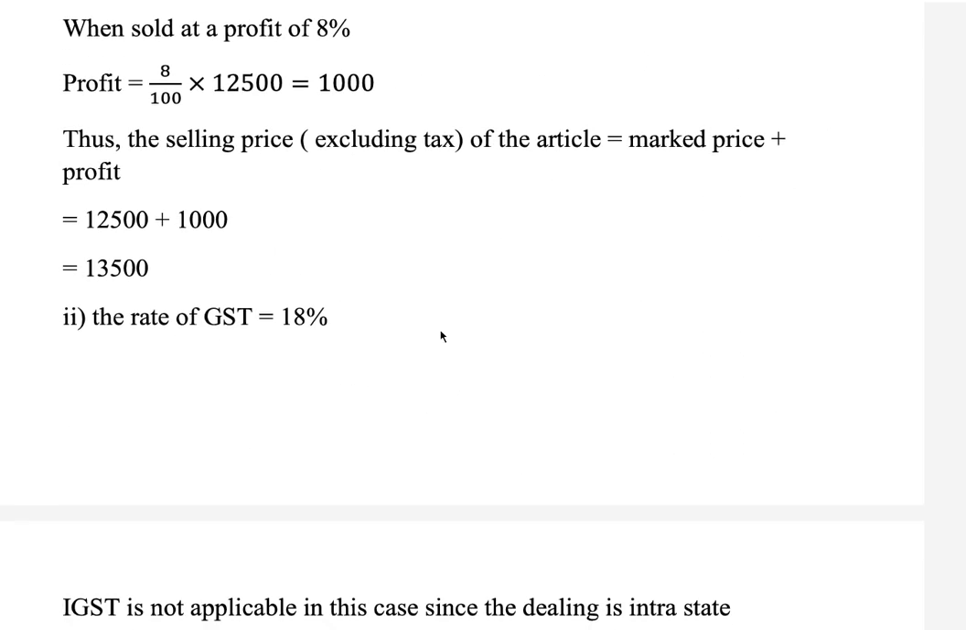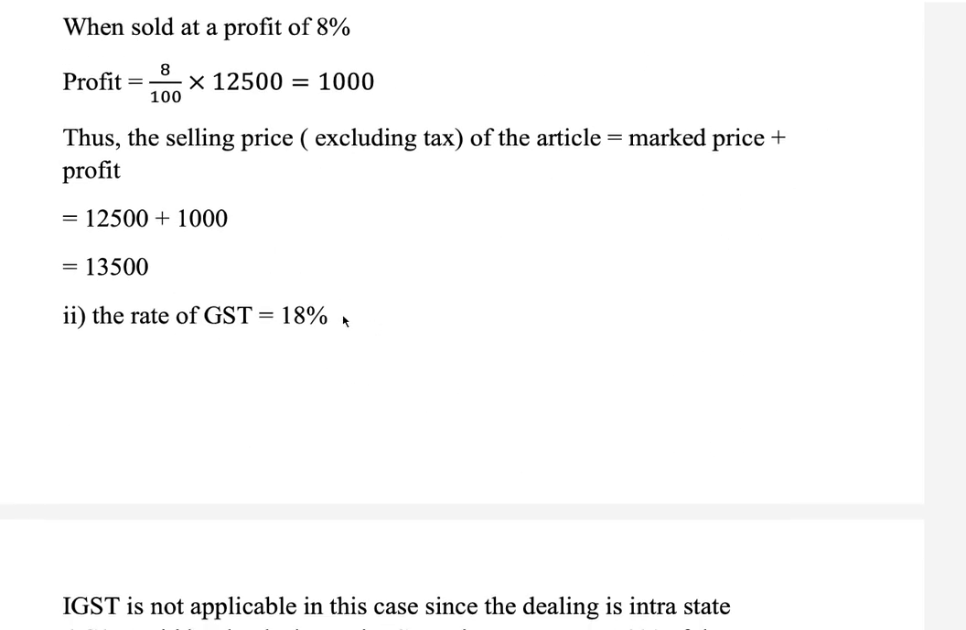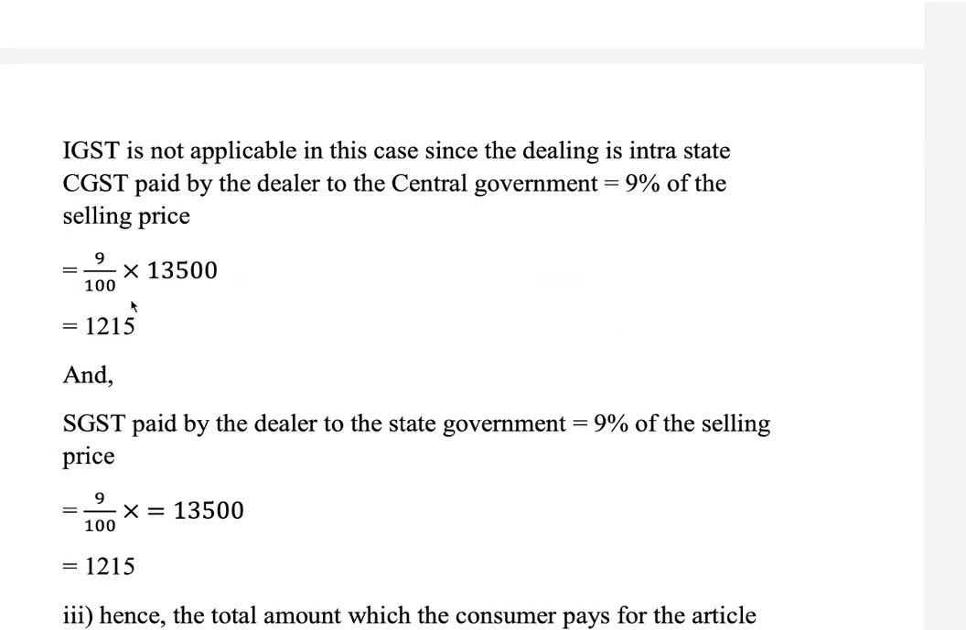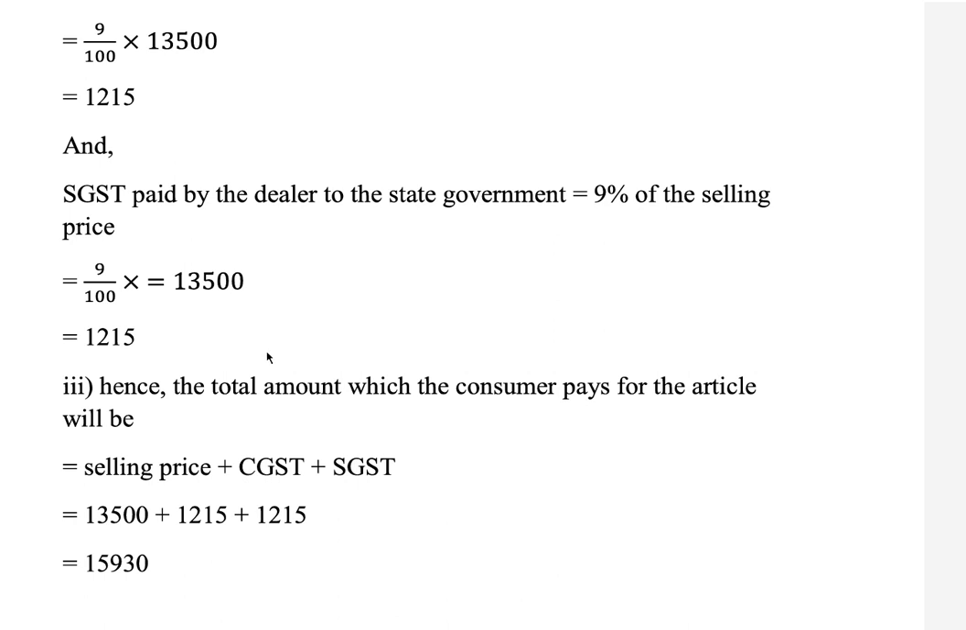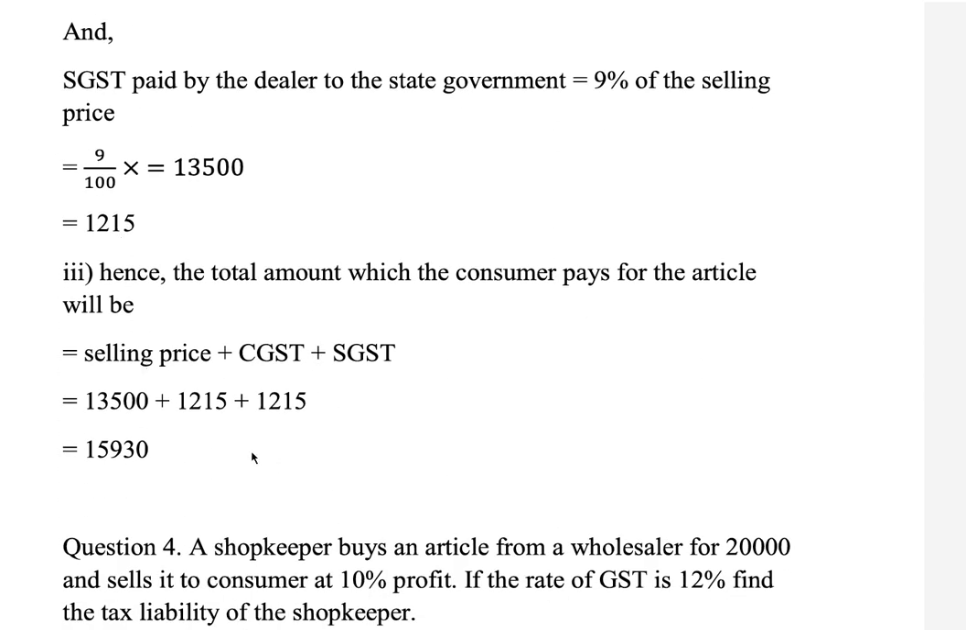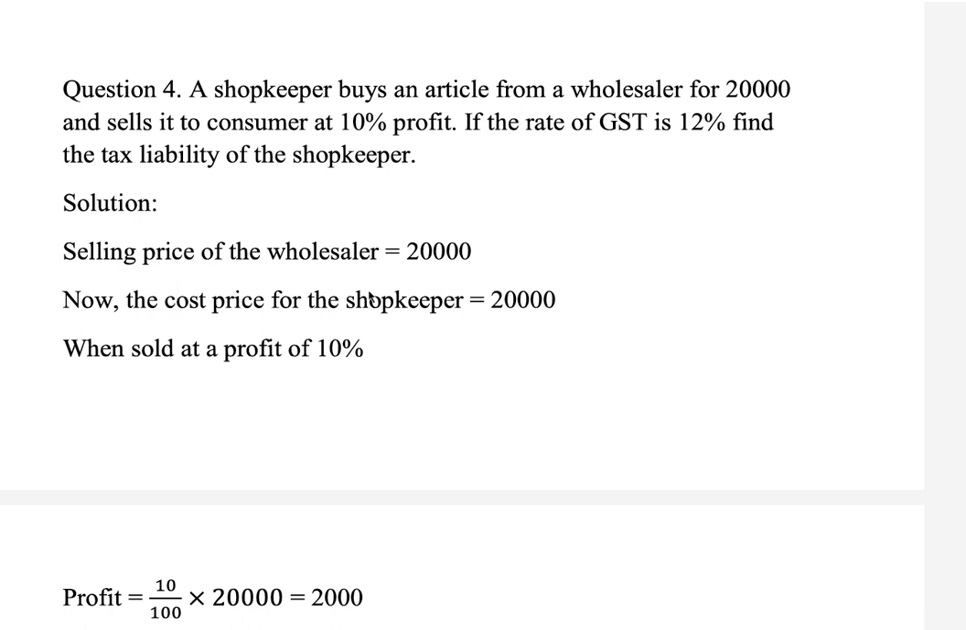Okay, so that 13,500 into 18%, that 9%, that is 1215 for the CGST and 1215 for the SGST. Now make it total. So 13,500 plus 1215 plus 1215, that comes to 15,930 will be the answer. Come to the next question.